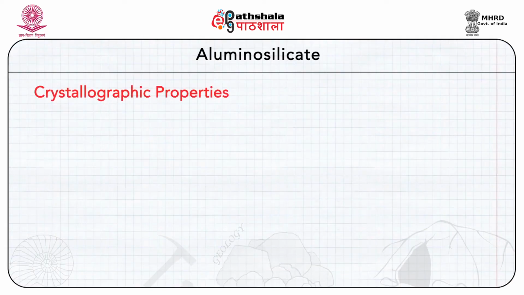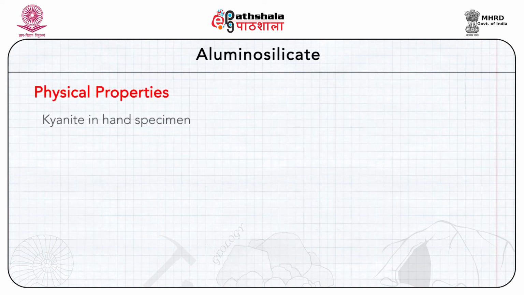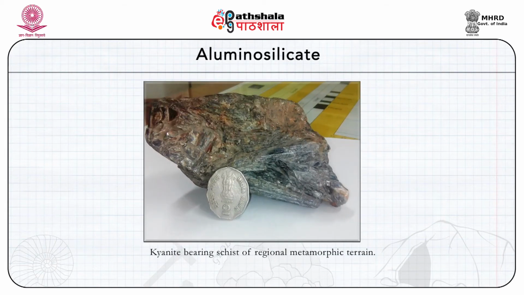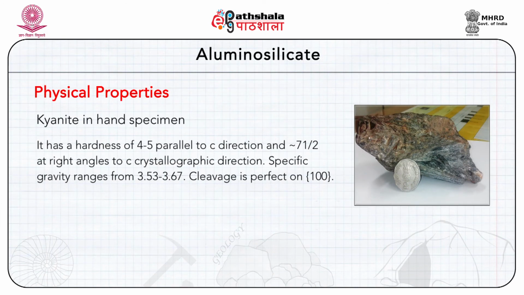Now, we will discuss the crystallographic and physical properties, and how kyanite looks in hand specimen. It commonly forms columnar or bladed elongate crystals. It has a patchy blue, gray or white, and rarely light green color, vitreous to pearly in luster, and gives a white streak. It has a hardness of 4 to 5 parallel to the C direction and 7.5 at right angle to the C crystallographic direction.